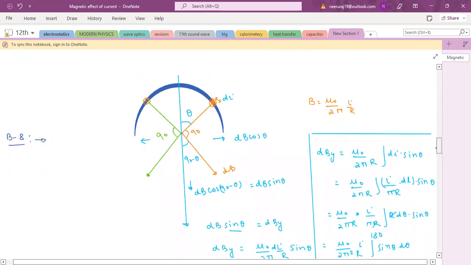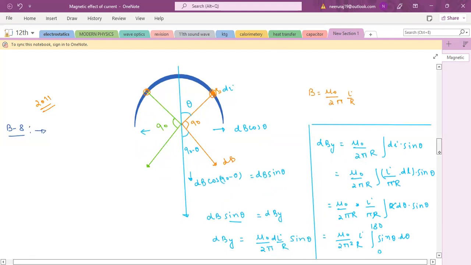B8 बच्चों. There is one more problem, B8. B8 बच्चों, you read this problem. It's a little lengthy. यह problem AIEEE 2011 में पूछा था. So what this problem is बच्चों? This is a circular arc. Actually this is a wire, a wire like an arc. And in this wire, let us assume the current is coming outside बच्चों. This is a complete wire. So here this current is coming outside.